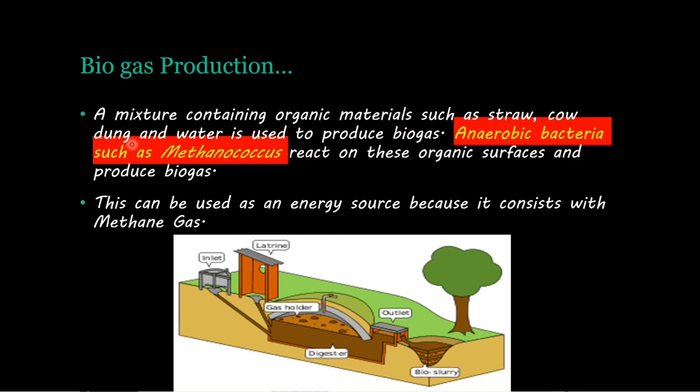These types of bacteria are mostly helpful in biogas production, and when talking about biogas, it means typically methane gas. So this can be used as an energy source. Biogas can be used as an energy source because Methanococcus react on these organic matters and naturally produce methane gas. So methane gas is an energy source, and biogas production can be used as an energy source as well.